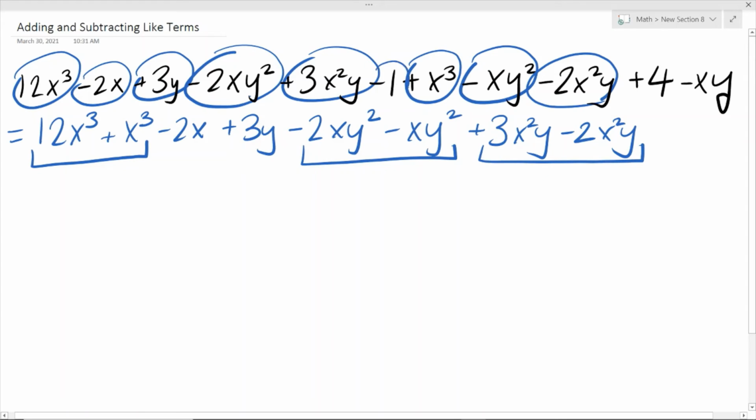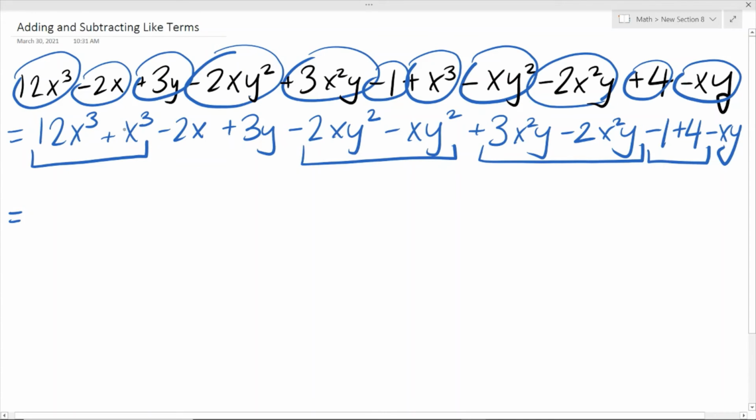Then we have constants, so negative 1 and positive 4. So negative 1 plus 4. And lastly, we have negative xy. Okay, and we should write that these are like terms. Let's see if we got the right number of terms. There's 1, 2, 3, 4, 5, 6, 7, 8, 9, 10, 11 terms. A great way to check is to count the number of terms in this resulting line in comparison to the question. Okay, so now let's combine these terms.